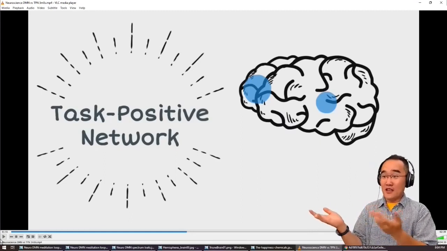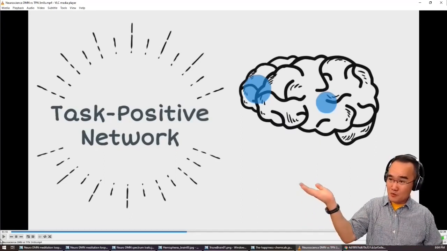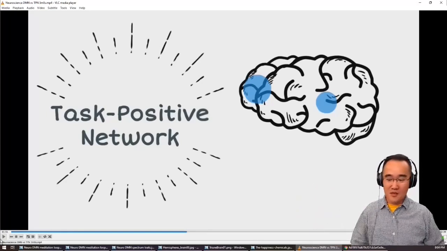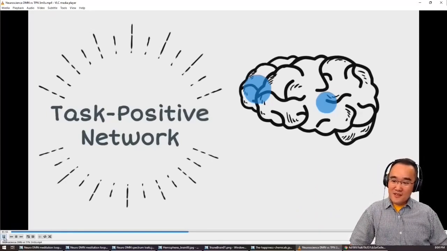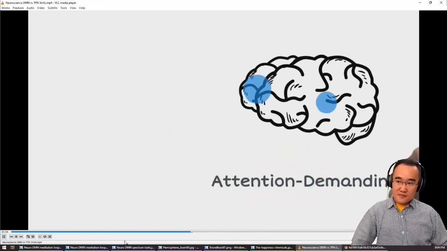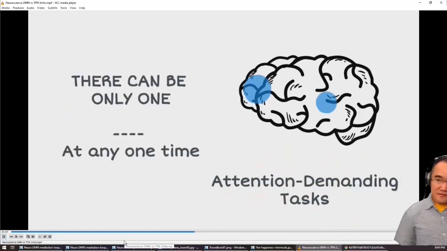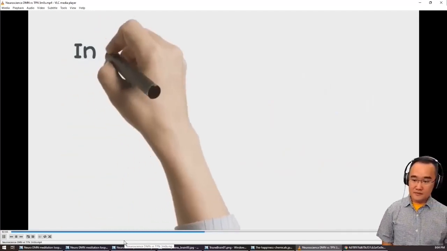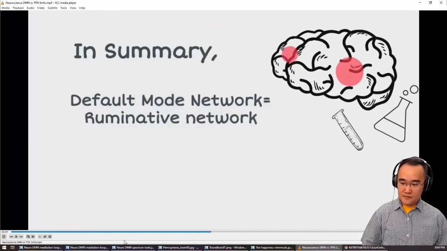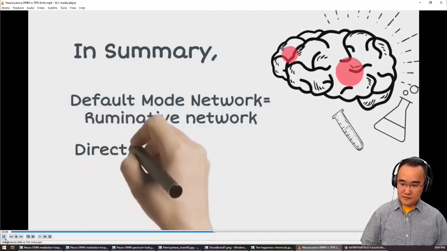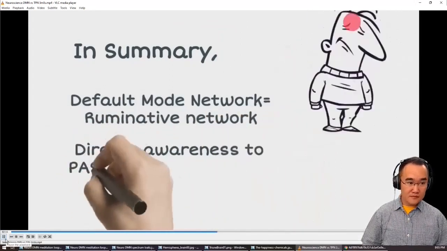Well, you could try to train yourself to become task positive. Autistic people probably have a strong task positive network, or TPN, that is active during attention demanding tasks. Only one network can be active at any one time. So in summary, the default mode network can be said to be a ruminative network. It directs our awareness to the past and future while largely ignoring the present.